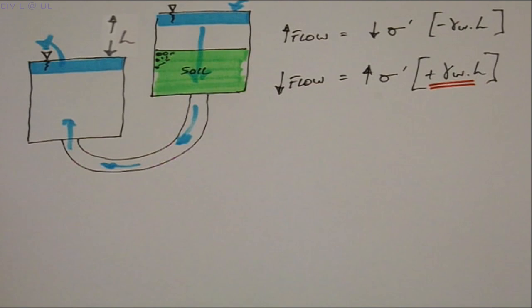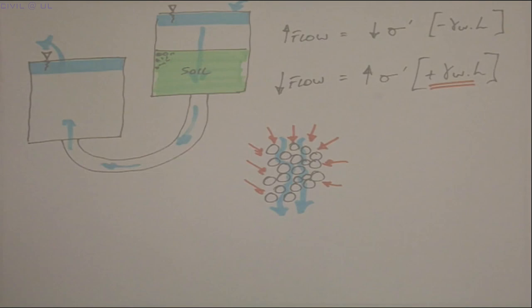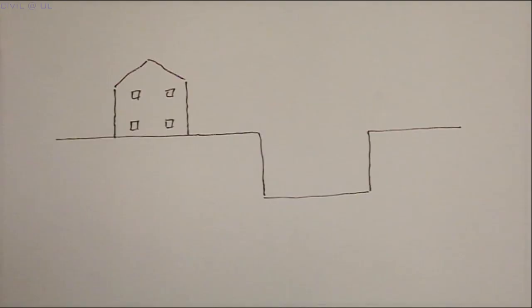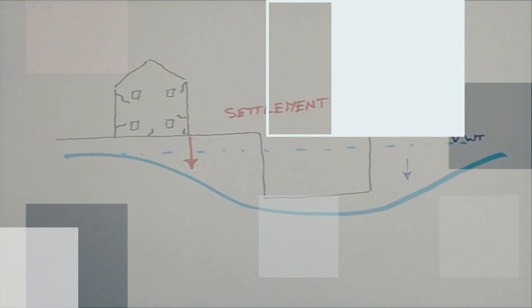One price we pay for this is that the soil settles as the moving water drags the grains into a denser configuration. It's important to remember this when lowering the water table for basement construction, because any building close to the site is vulnerable to settlement and damage as a result.